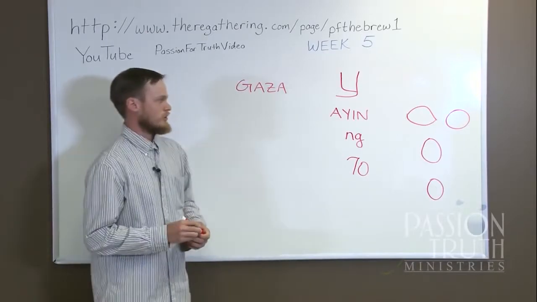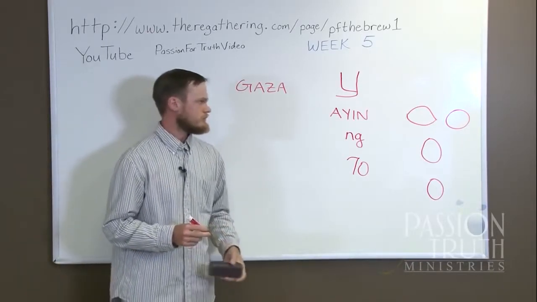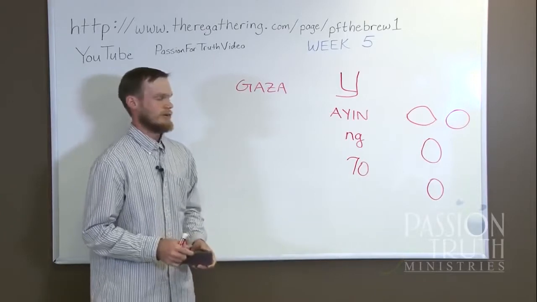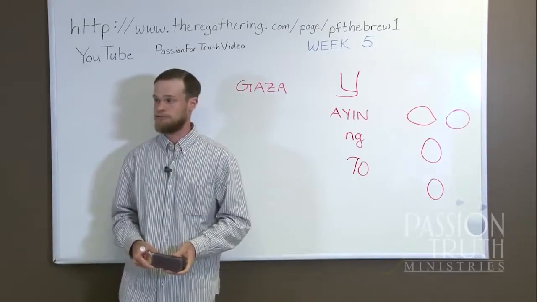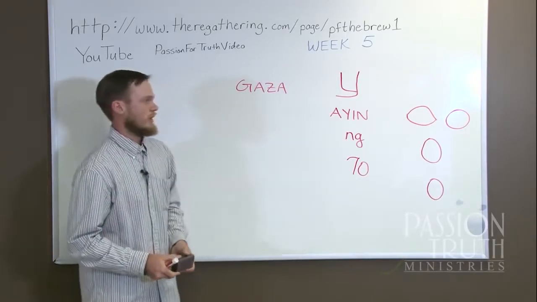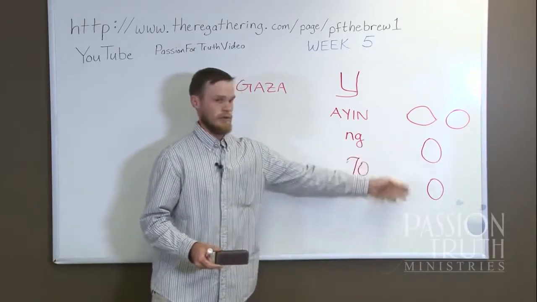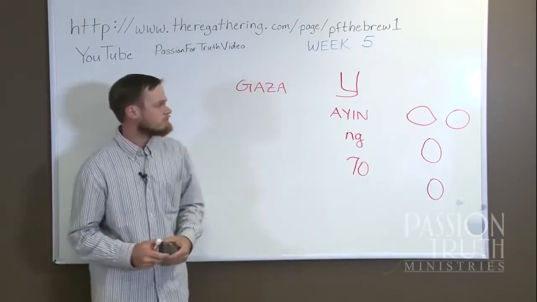And because its sound is so subtle, it usually sounds mostly like the vowel that's attached to it. So that's why it turned into a vowel in the Greek and in the English.